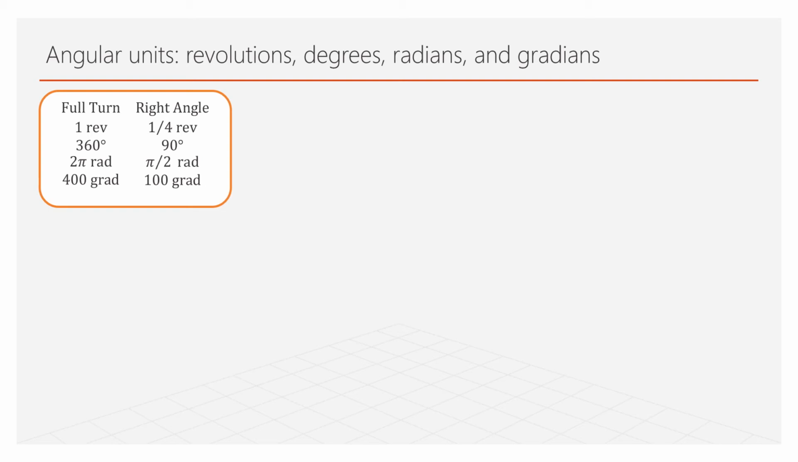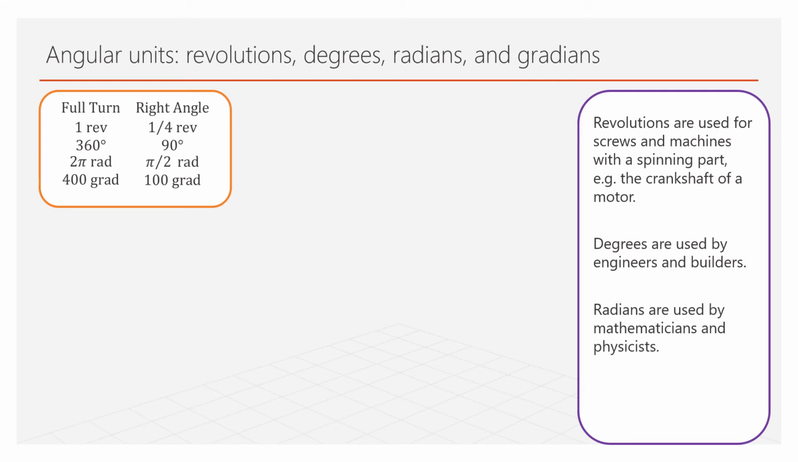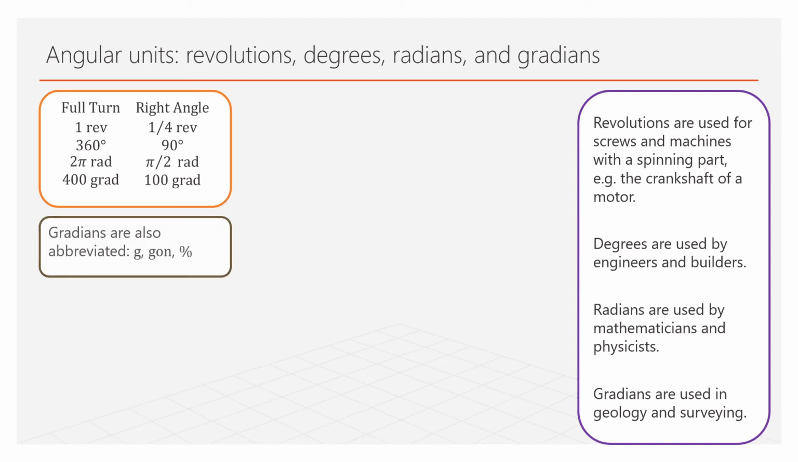You might also have seen gradients, where instead of 90 degrees being a right angle, 100 gradients is a right angle, which means that 400 gradients is a full turn. Each of these different units is used in a different industry. Revolutions are often used for screws and machines with a spinning part, for example, a crankshaft of a motor. Degrees are used by engineers and anybody who is building stuff. And then radians are used by mathematicians and physicists. And gradients are used in anything that's related to the surface of the earth, so geology and surveying. Gradients are also abbreviated as g or gon, which comes from the Greek word, or given a percent sign.